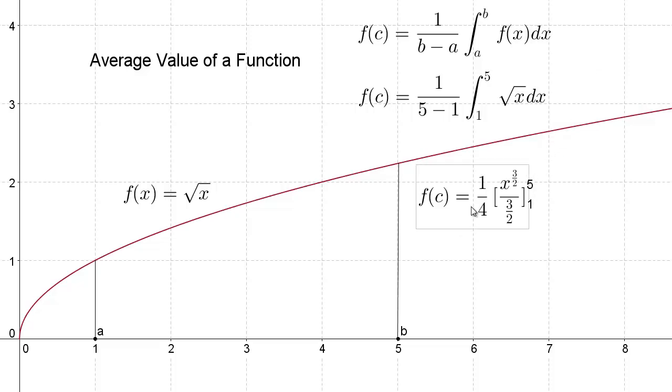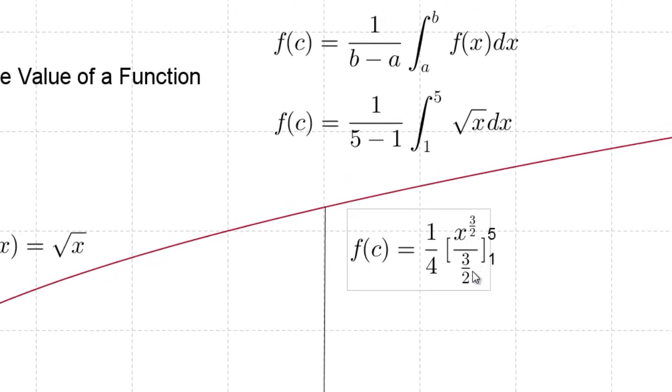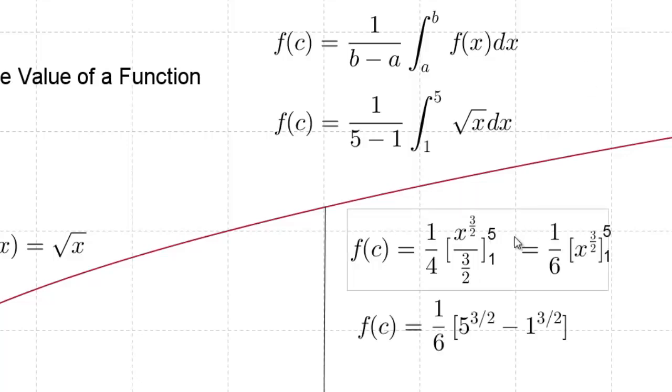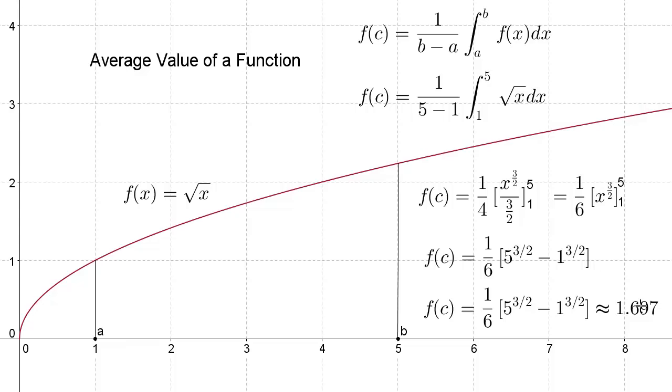So if we evaluate that, f of c is then 1 over 4 times, and of course if we rewrite the square root of x as x to the 1/2, the integral of x to the 1/2 is x to the 3/2 over 3/2. So the 3/2 in the denominator becomes 2/3 times a fourth, which simplifies to 1/6 x to the 3/2 evaluated from 1 to 5. So F of b minus F of a gives us 1/6 times 5 to the 3/2 minus 1 to the 3/2, which is equal to approximately 1.697.